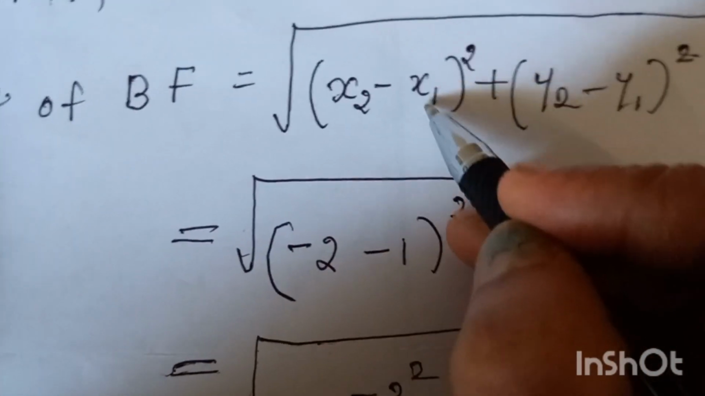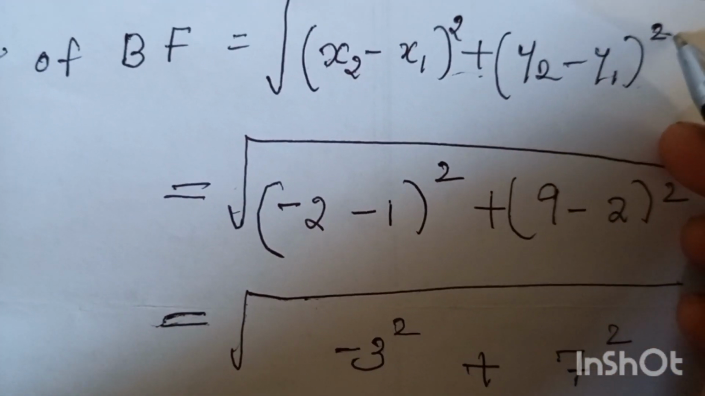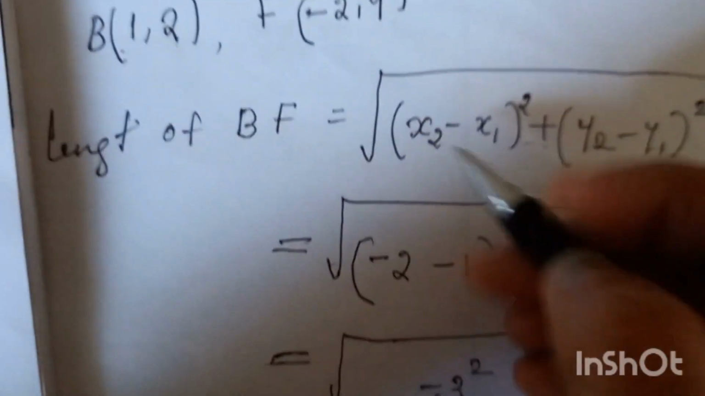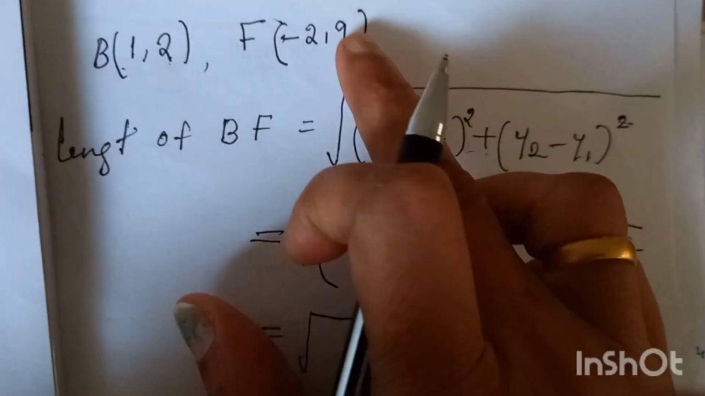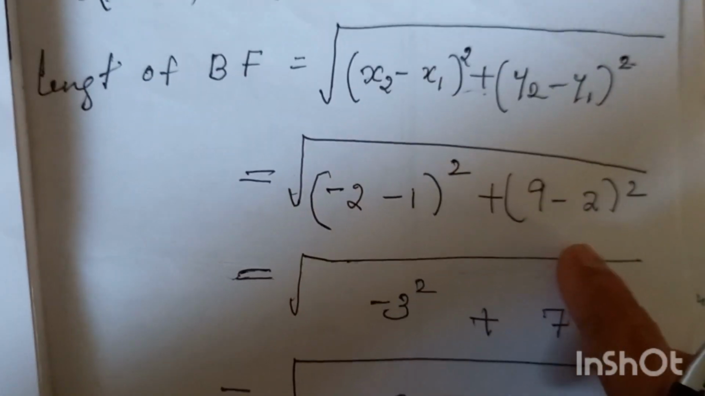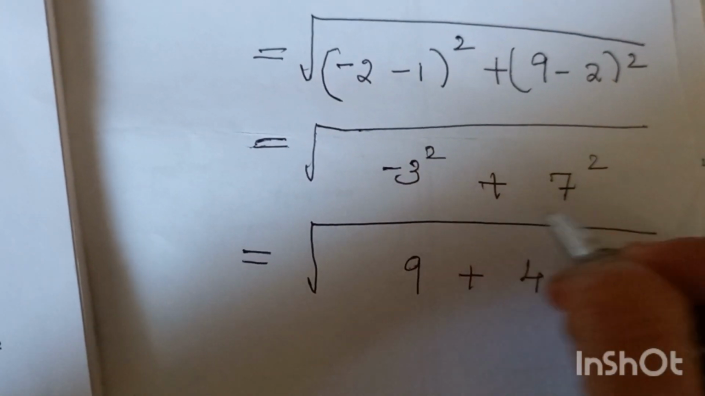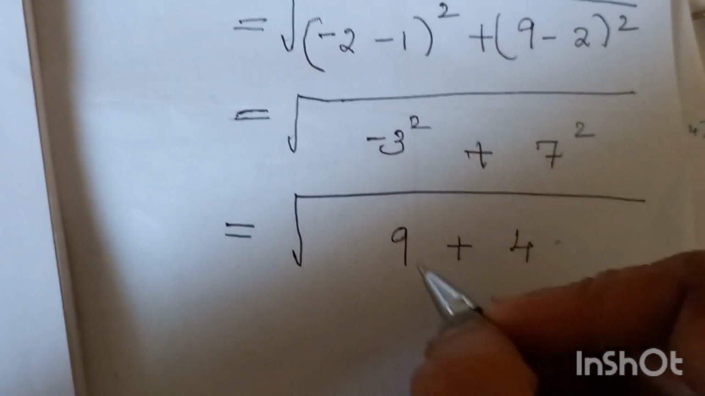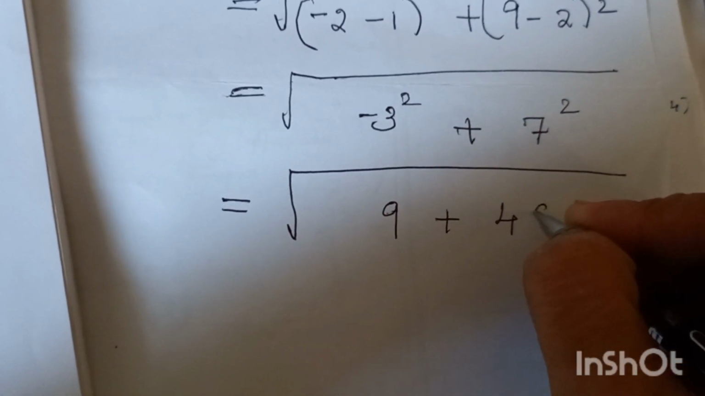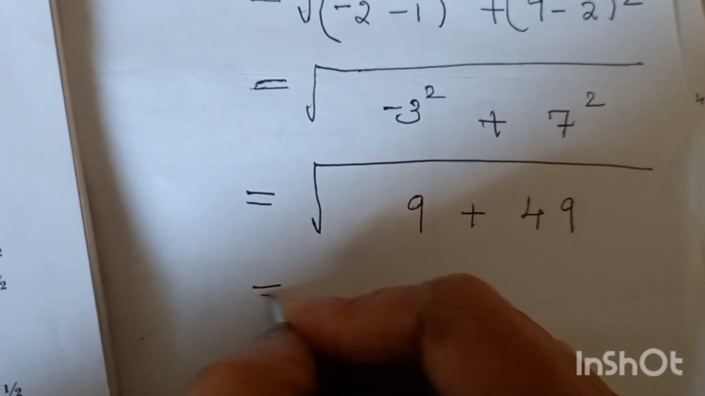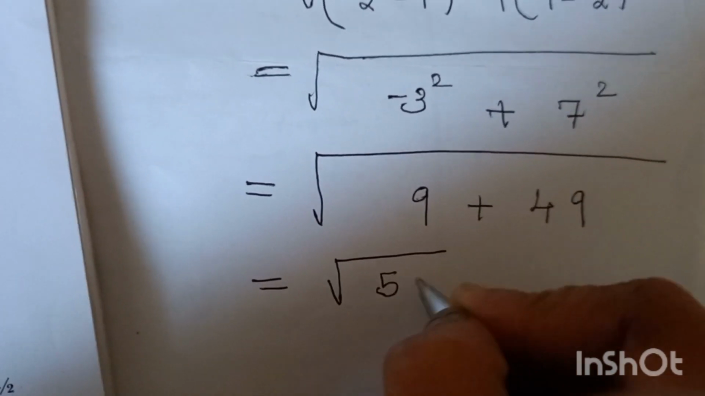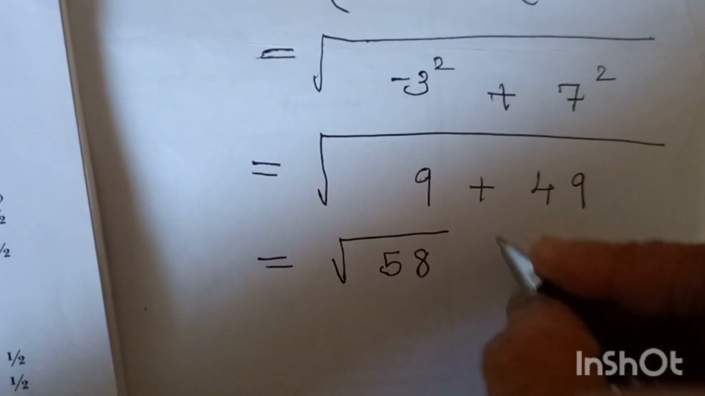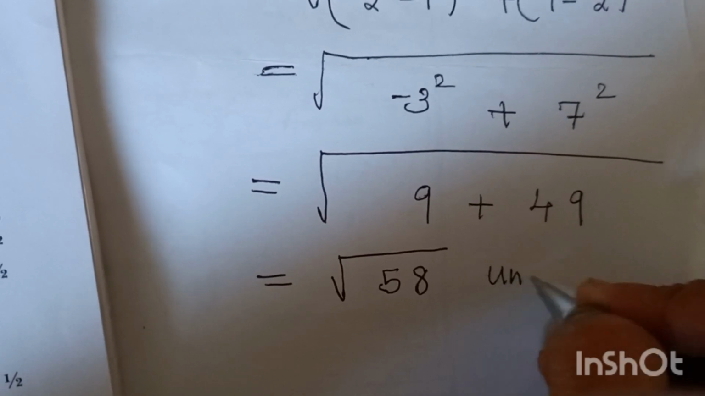The length of BF is equal to root of x2 minus x1 the whole square plus y2 minus y1 whole square. What is x2 over here? Minus 2 minus 1 whole square plus y2 is 9, 9 minus 2 whole square. So minus 3 square plus 7 square. So 3 square means 9, 9 plus 49. So we get root of 58 units.